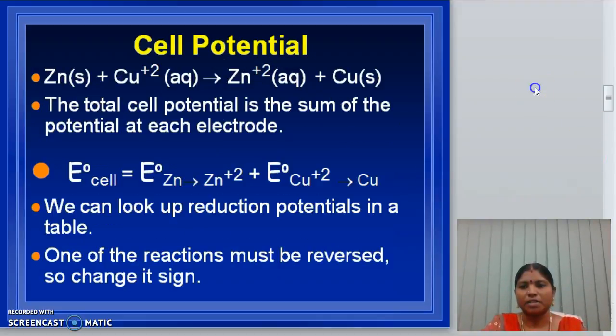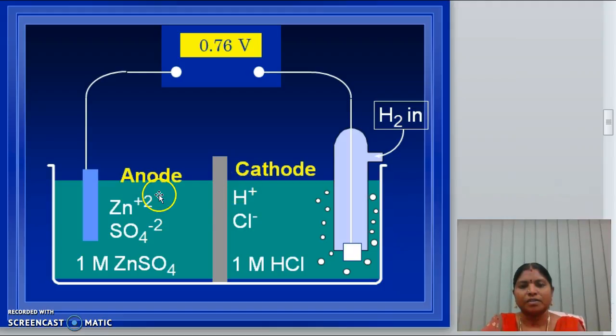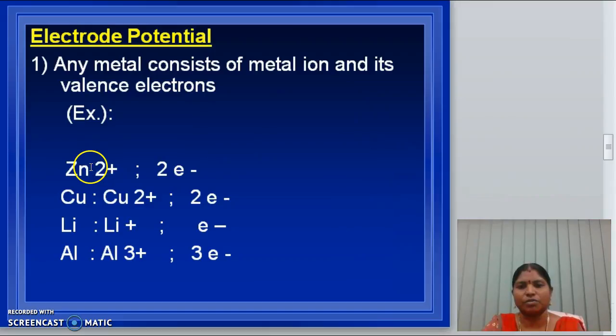Then cell potential, complete cell. So the total cell potential is the sum of potential at each electrode, that is anode and cathode. For example, if this is a complete cell, a potential will be developed at this anode and a potential will be developed at this cathode. So a sum of the potentials developed at both anode and cathode will give you the potential of this complete cell. So cell potential is the sum of potentials developed at both the electrodes.